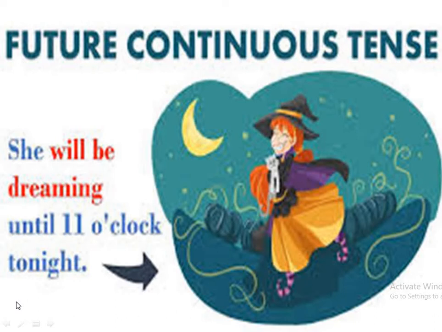in all the continuous tenses, the ing form of the verb is used. You can also refer to my last videos on past continuous and present continuous tense. So it is very clear that in the continuous tenses, the ing form of the verb is used. The ing form of the verb is only used in continuous tenses.